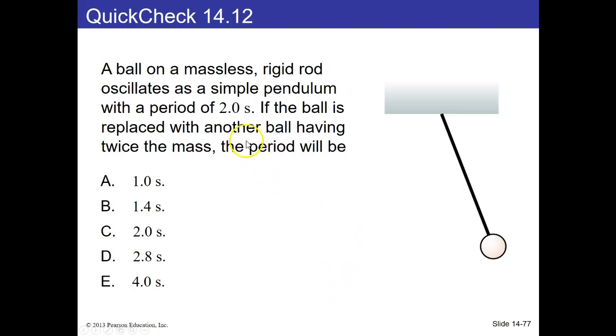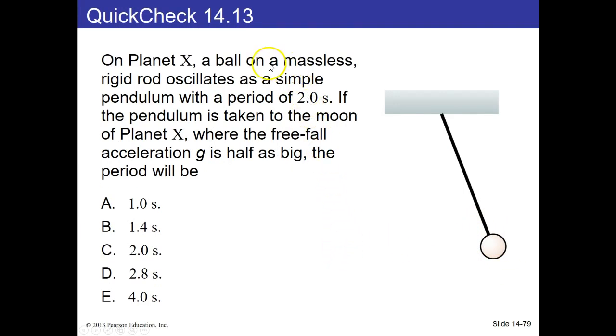So here we go, we've got a ball and a massless rigid rod. It oscillates as a simple pendulum. If the ball is replaced with another ball having twice the mass, then that should have the same period. Okay, so remember, the only thing we worry about is how long this is. We don't worry about how heavy that ball is. On planet X, the ball on a massless rigid rod oscillates as a simple pendulum with a period of 2 seconds. If the pendulum is taken to the moon of planet X, where free fall acceleration is half as big, that period should be 2.8 seconds, because period here is going to be proportional to 1 over the square root of gravity.